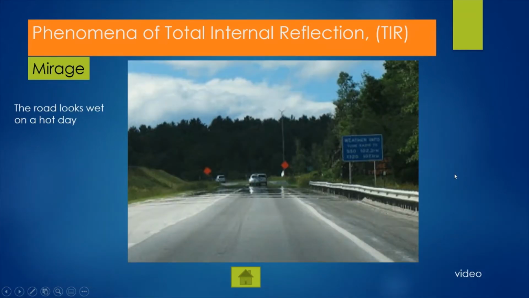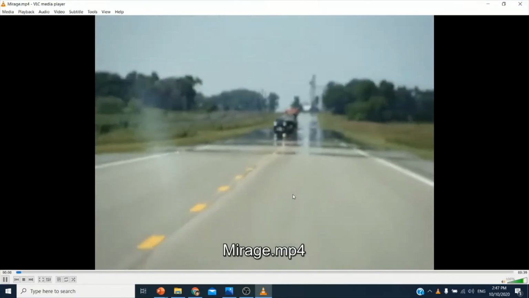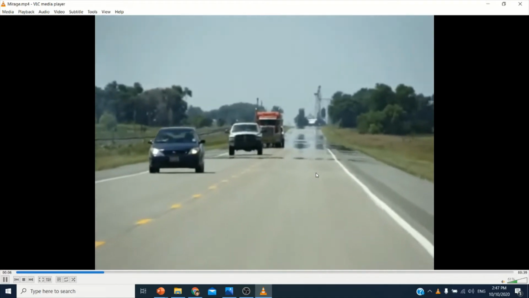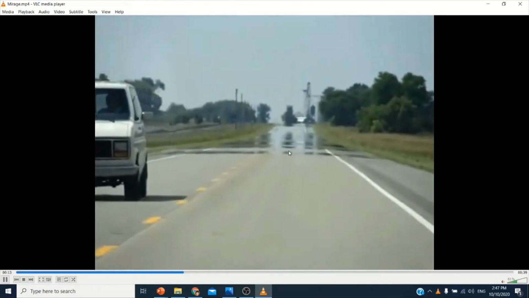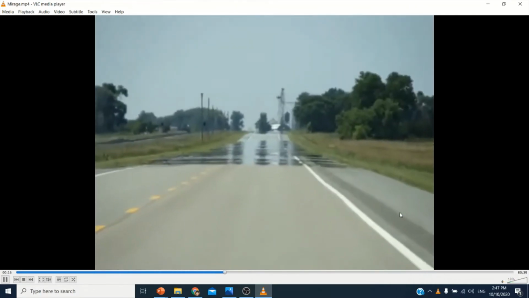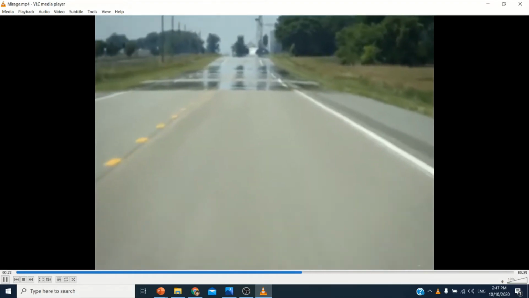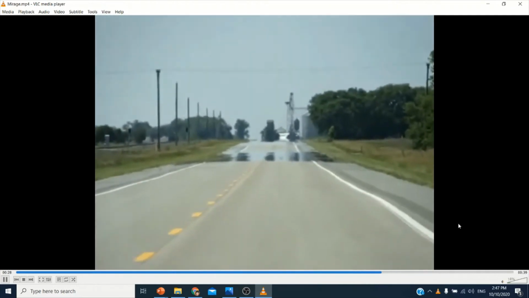Okay, mirage is another phenomenon of total internal reflection. What is mirage? Let's view this video. You can see on a hot day, from far you can see that the road is wet, a puddle of water on the road. But as we go near, you see the puddle is actually not there. See, it disappeared. There's no water. The road is not wet at all. So this is what we call mirage.